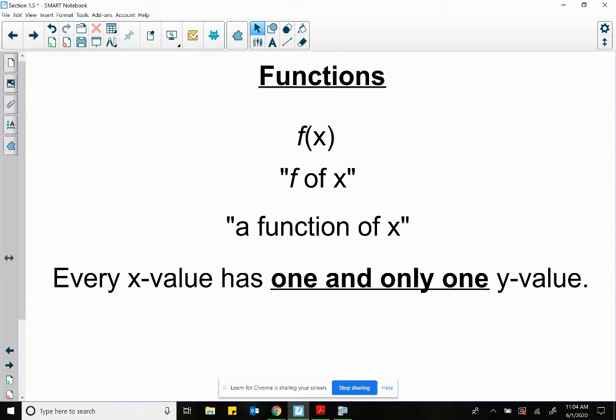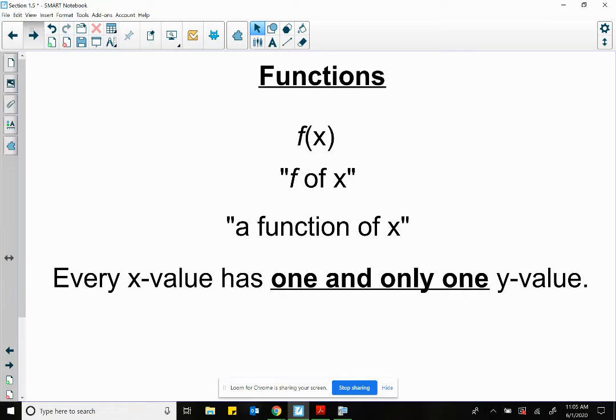So what we're going to do is look at sets. We're going to look at a table. We're going to look at, I guess you could call them input-output tables with arrows. And we're going to look at graphs and determine if they are functions or not. It's really, really easy. X's don't cheat. X's do not repeat. Okay?